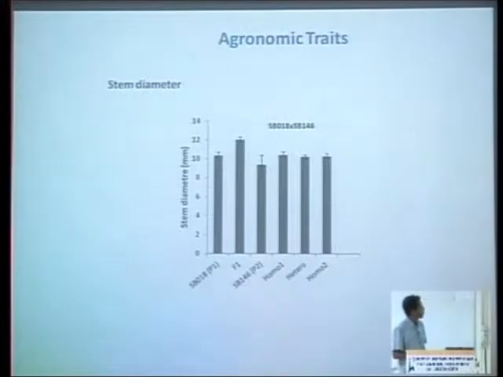This is stem diameter. Again, there is heterosis for stem diameter as well. This is parent 1, and this is parent 2, and F1 in the middle. So stem diameter also increased with the heterosis level, but there was no significant difference between the three genotypes.